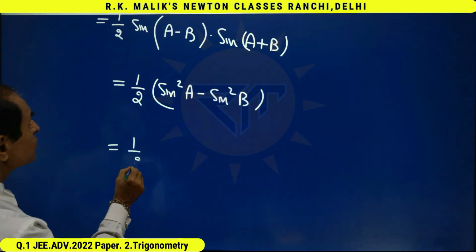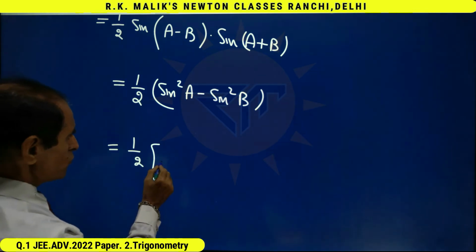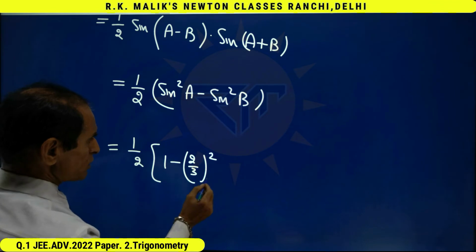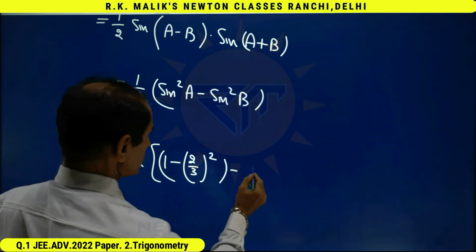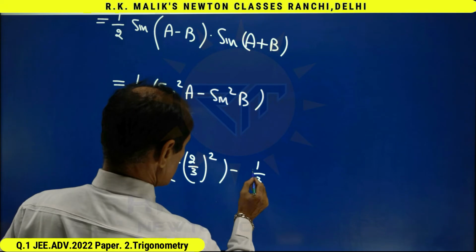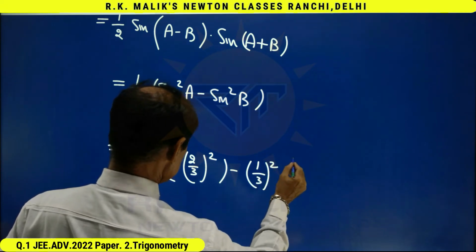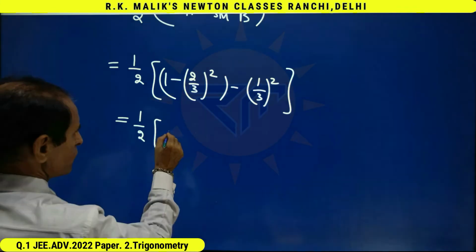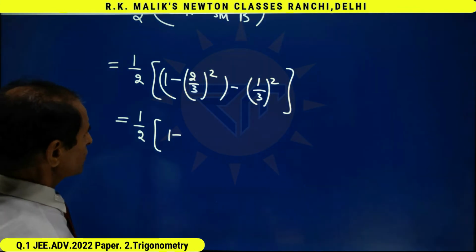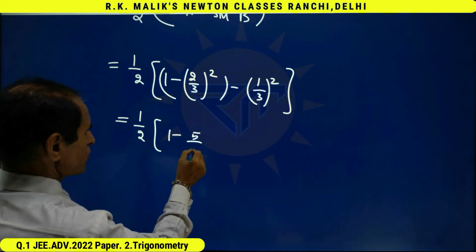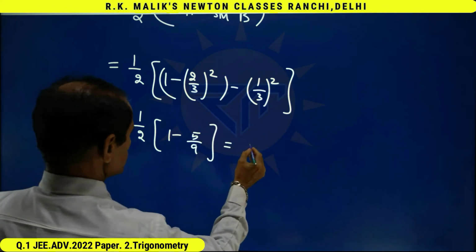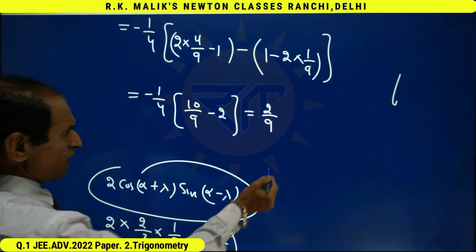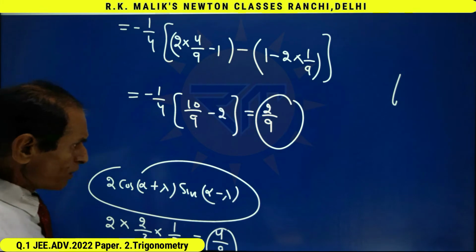Hence I get 1 by 2 into (1 minus 2 by 3 whole square minus 1 by 3 whole square), that is 1 by 2 into (1 minus 5 by 9), that is 2 by 9. And previously also I had got the answer 2 by 9.